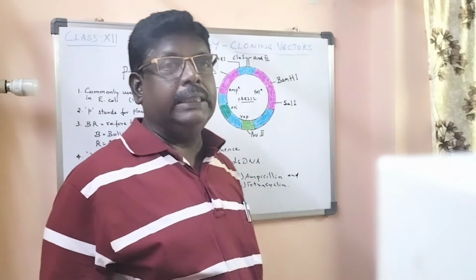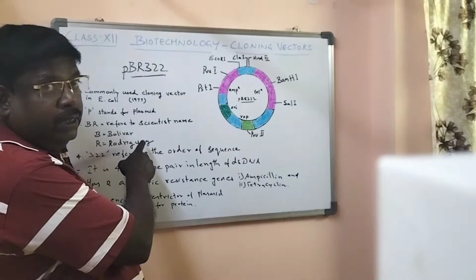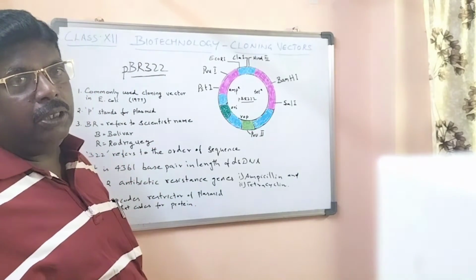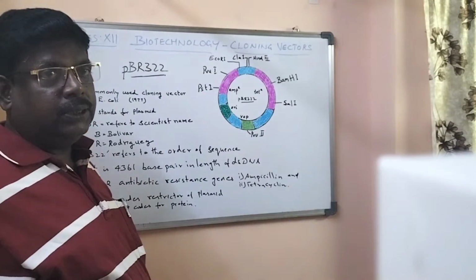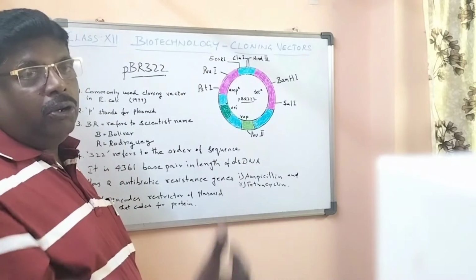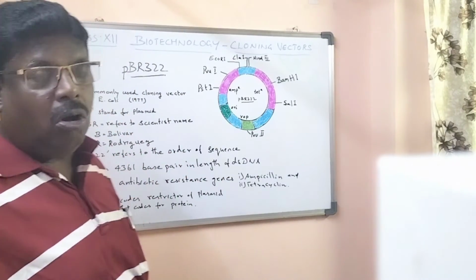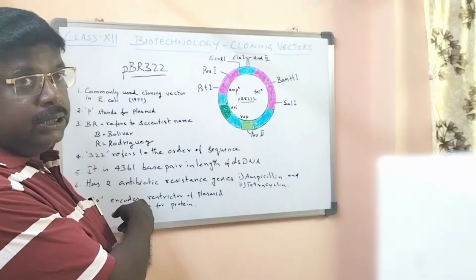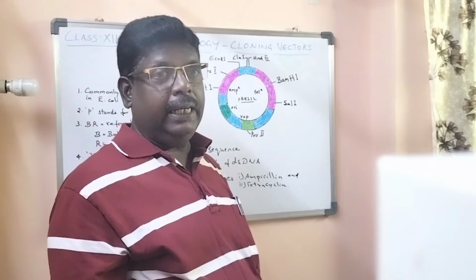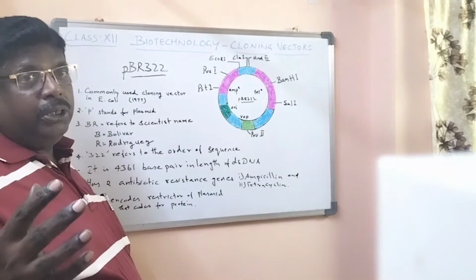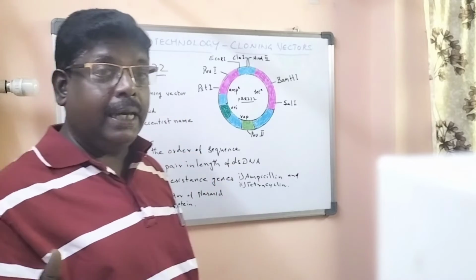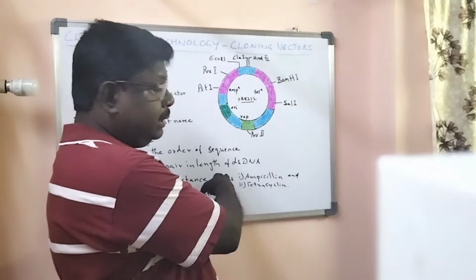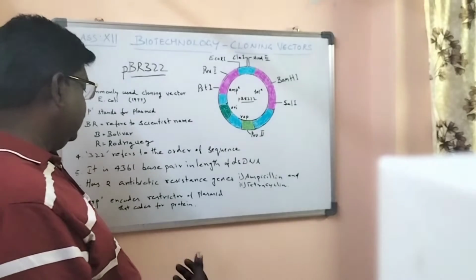BR refers to the names of the scientists. B is Bolivar and R is Rodriguez. So these people introduced this particular cloning vector, Bolivar and Rodriguez. And 322 refers to the order of sequence in which it has been derived. It is 4361 base pairs in length of double-stranded DNA. You know that DNA is a polynucleotide chain with many base pairs, and this one is 4361 base pairs. DS means double-stranded DNA.